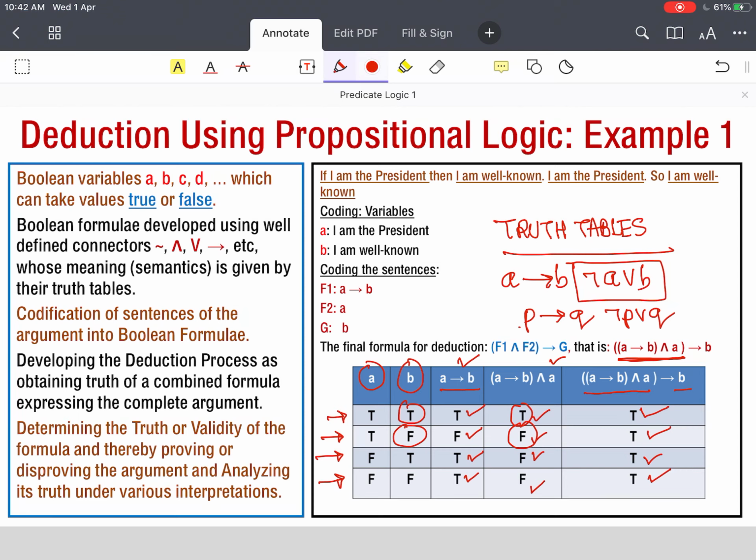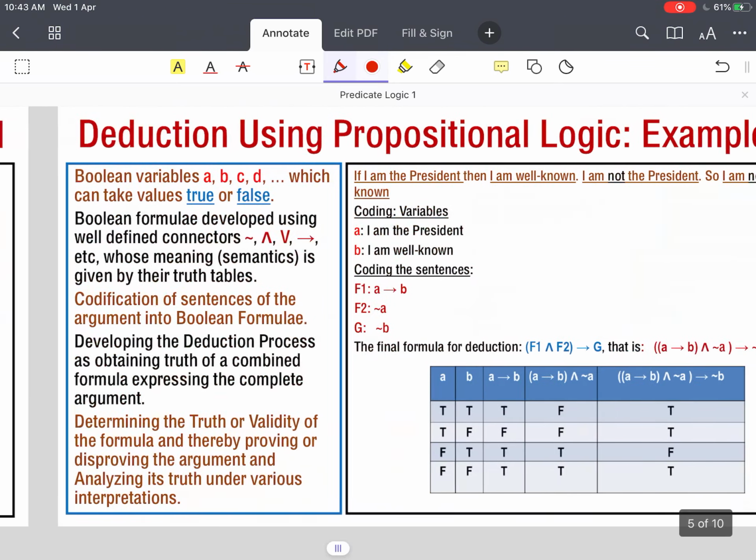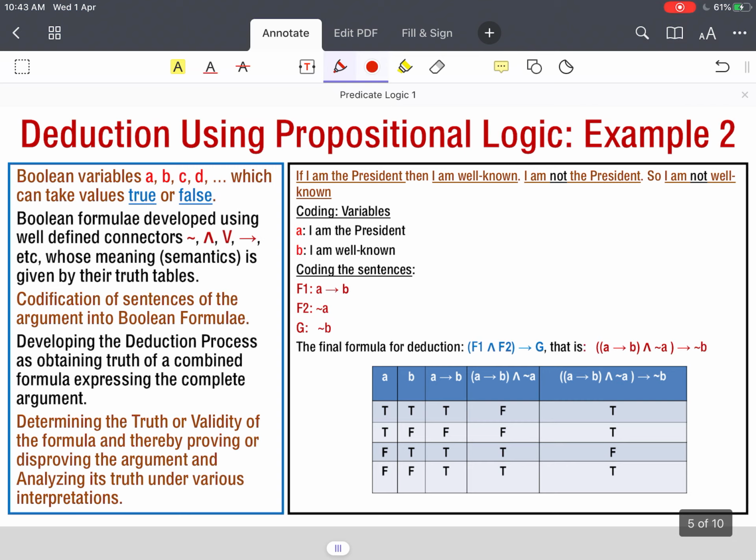So now we see that this formula, our combined formula generated from F1 and F2 implies G, is a tautology. By this we are able to deduce that if I am the president, then I am well known. Given this, and given that I am the president, I can infer that I am well known. So this is a simple method that we had done, and we recapitulate.